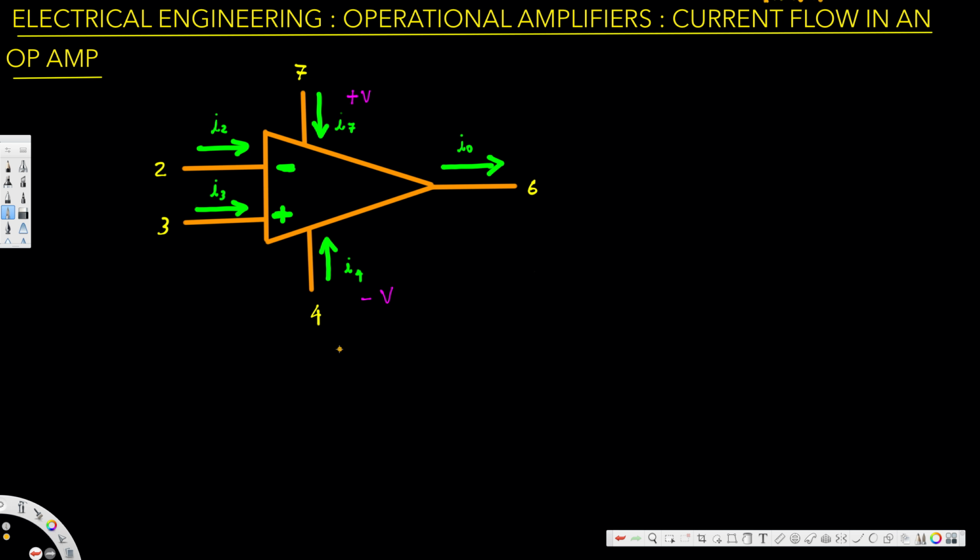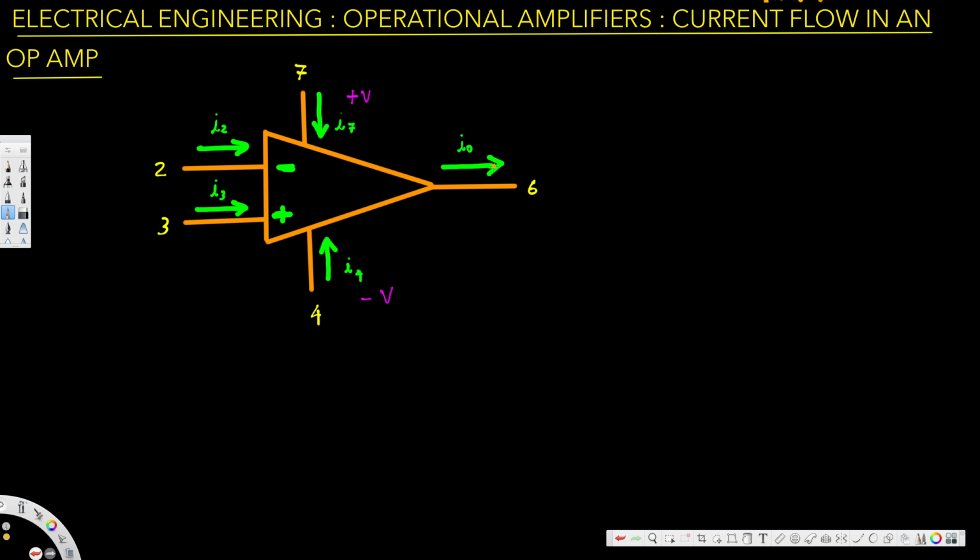Guys, in this video we are going to talk about current flow in an op amplifier. Usually when we deal with ideal op amplifiers, we assume that current flow through the positive and negative terminals, or we can say the non-inverting and inverting terminals, is zero, and also we assume there's no current flowing through the positive or negative voltage supply. But in a real op amplifier, there's always current flowing through the positive and negative terminals, and also current flowing from the positive and negative voltage supplies.